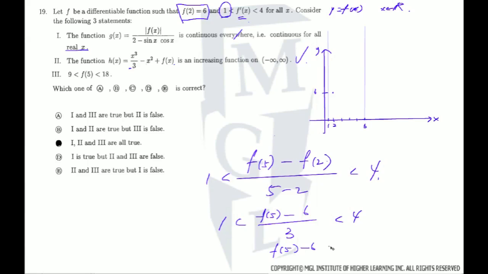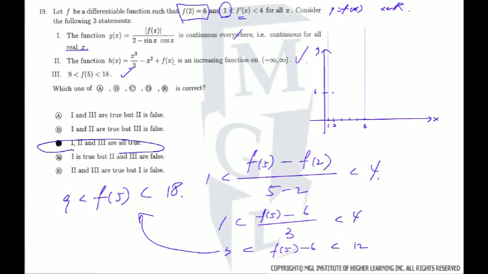So f(5) minus 6 ranges from 3 to 12. So add 6 to everything, you get 9 and 18. Okay, so this is also true. Hence, all three statements are true.